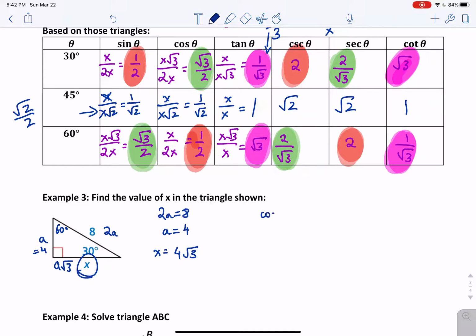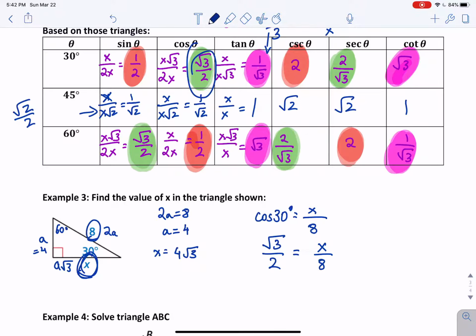I can also do it using trig ratios. So I know the hypotenuse and I want to know the adjacent side. So the thing that relates adjacent and hypotenuse is cosine. So I can say cosine of 30 degrees is adjacent over hypotenuse. Well, I know the cosine of 30 degrees, looking at my table here, is root 3 over 2.